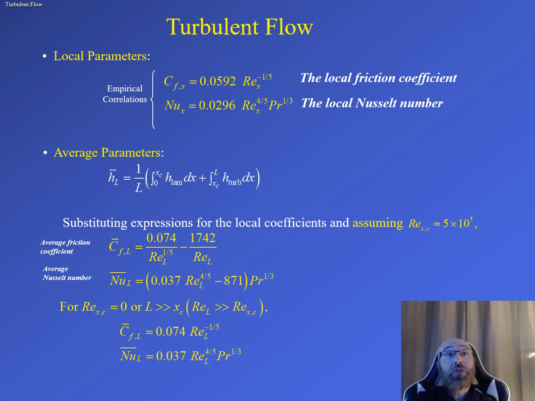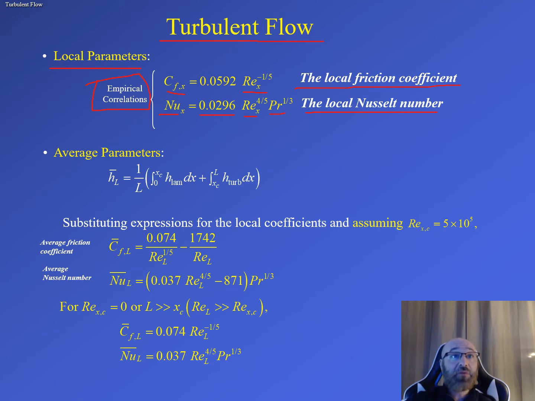Now let's take a look at the turbulent flow. So for our turbulent flow, first we'll look at our local parameters and then we'll move on to our average parameters. So for our local parameters, we have these empirical correlations. So we have this for our local friction coefficient and our local Nusselt number. For our local friction coefficient, we have the relationship for turbulent flow. This is equal to 0.0592 times our Reynolds number to the -1/5. And for our local Nusselt number, this is equal to 0.0296 times our Reynolds number to the 4/5 times our Pr number to the 1/3.